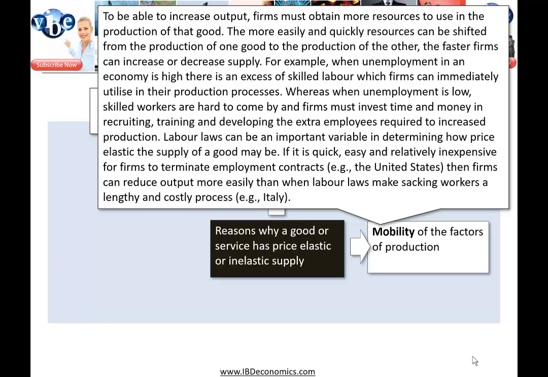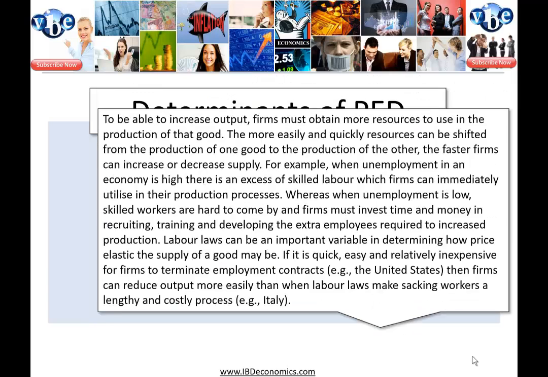Here, labour laws may be variable in determining how price elastic the supply of a good may be. If it is quick, easy and relatively inexpensive for firms to terminate employment contracts, such as in the United States, then firms can reduce output more easily than when labour laws make sacking workers a lengthy and costly process. Example, Italy.